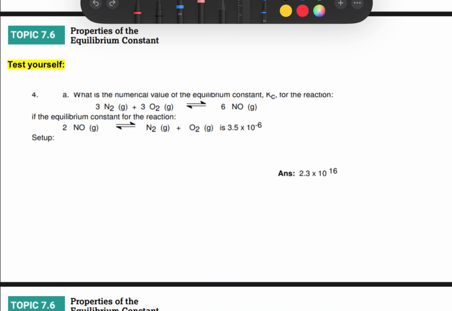Okay, guys, you can pause the video and read the question carefully. The question says, what is the numerical value of the equilibrium constant Kc for the reaction? Where is your target? Here is your target. If the equilibrium constant for this reaction is given, your only target here is to manipulate the given value to be the target one. So where is the target? Here it is. I need to change the equation down below to be the same as the one above.